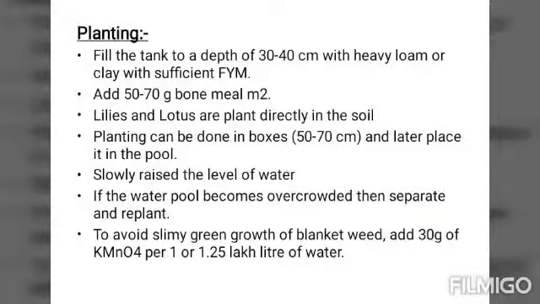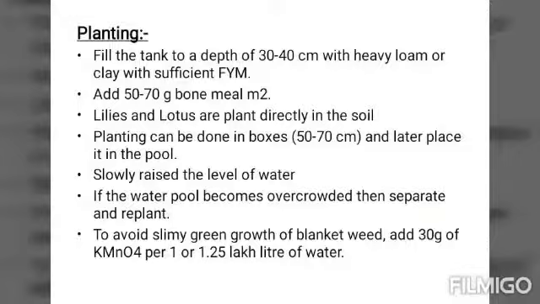And after that, to avoid the slimy green growth of blanket weed, you should add 30 gram of potassium permanganate, that is KMnO4, per 1 or 1.25 lakh liters of water.